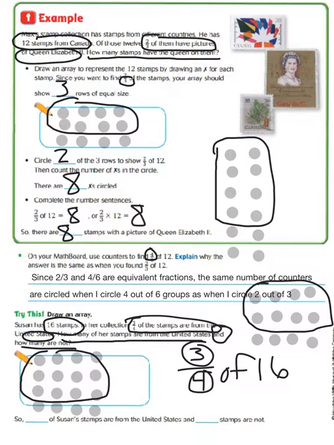We know that there are 12 counters within the circle and 1, 2, 3, 4 outside of the circle. So we know that 3/4 of the stamps are from the United States. So 12 of Susan's stamps are from the United States and 4 are not.